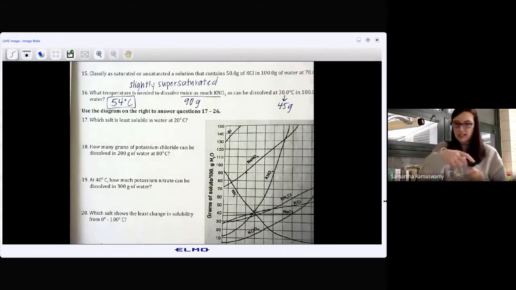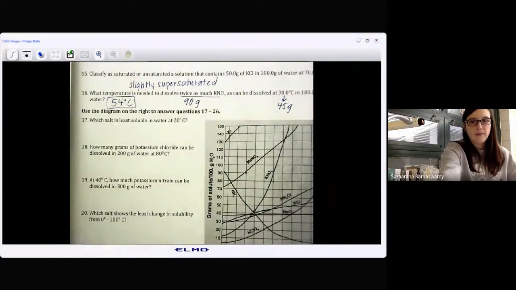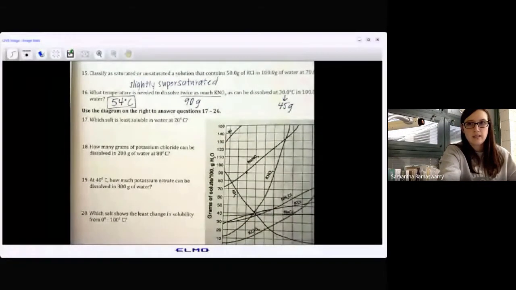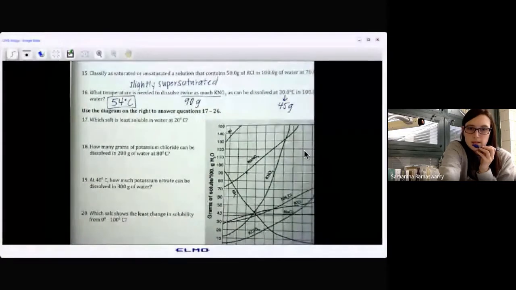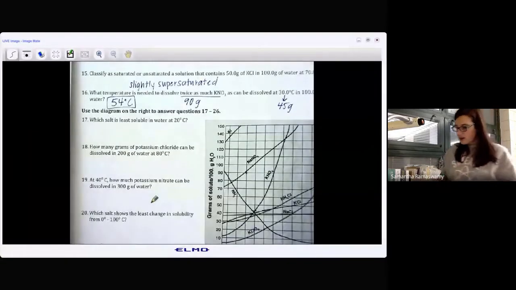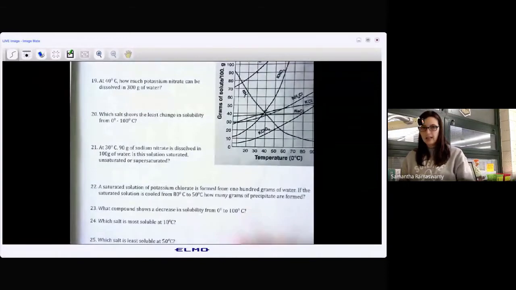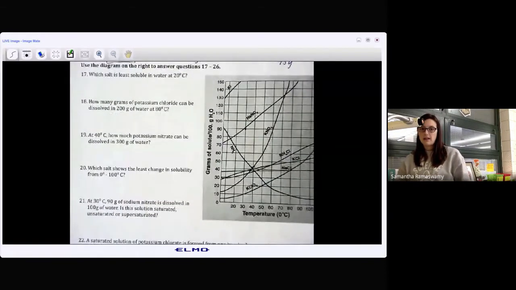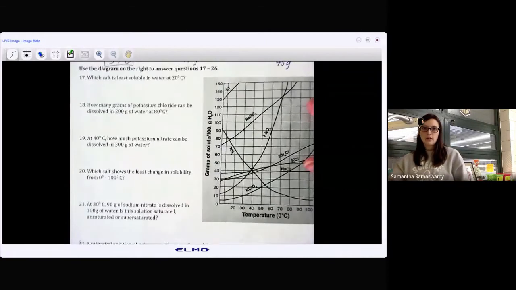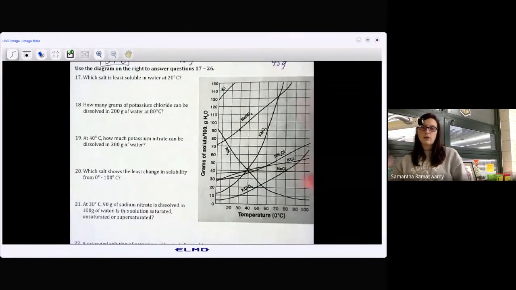So again, we've gone through 1 through 16. Any questions on 1 through 16? Okay, so if not, then we have the second half of this, and I'm going to actually have you guys try this on your own. Again, I want you to try it on your own just to make sure that if you have any questions, you get those questions answered.